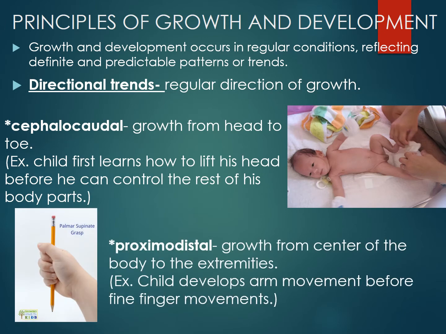Another directional trend when it comes to growth and development is what we call proximodistal. Sabi dito, the growth and development begins from the center of the body and ends in the extremities or the distal portions of the body. A good example of this is the grasping of the pencil. A child first has to develop his arm movements. Dapat kaya niya munang igalaw yung kanyang mga braso before he can proceed to moving his hands.